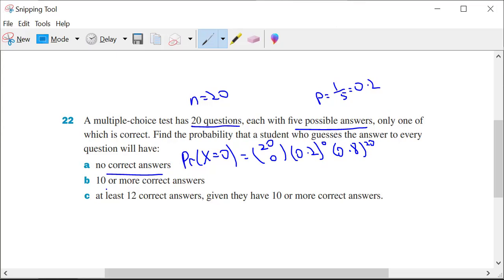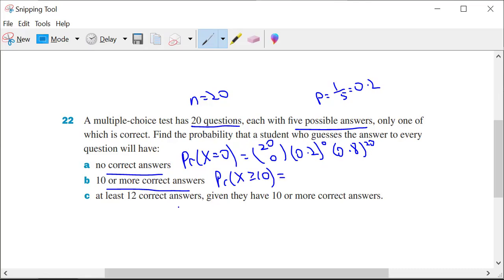Next one is probability of X equals to 10 or more. So this is now our binomial CDF, so cumulative distribution. So it's going to be X bigger than or equal to 10 that we need to set up for the calculator.